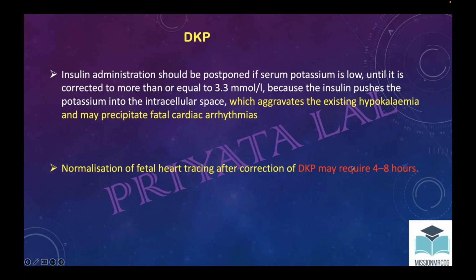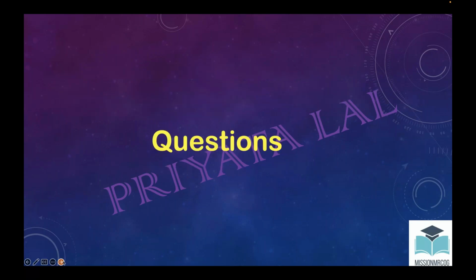Usually, when diabetic ketoacidosis occurs, there will be CTG changes. So, how long until the CTG changes come back to normal? The answer is 4 to 8 hours. So you will get a question from here also. That much knowledge about diabetic ketoacidosis is required. With this, I have done whatever I had to speak according to NICE. Now I'm open to questions.